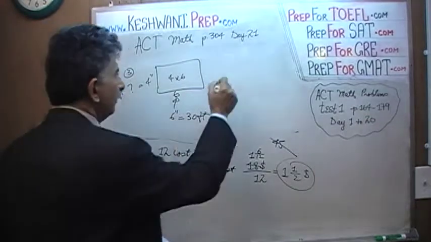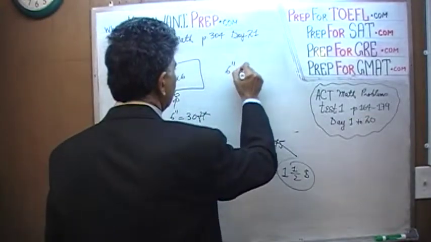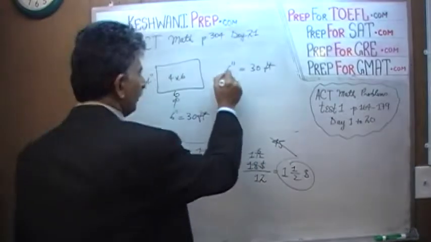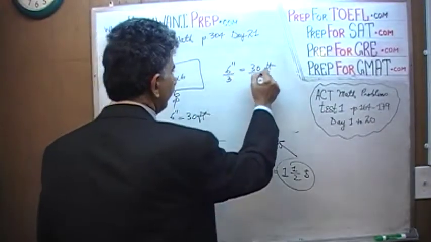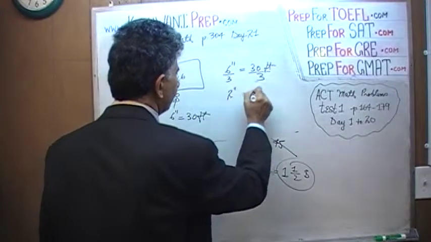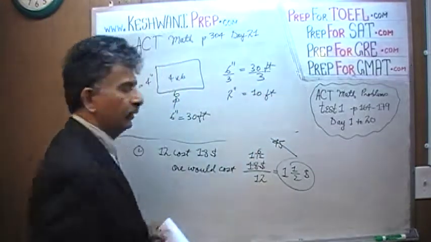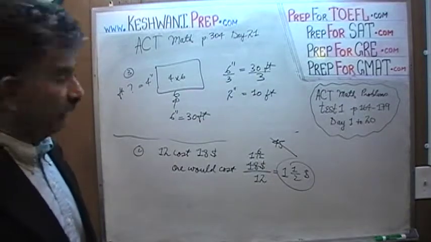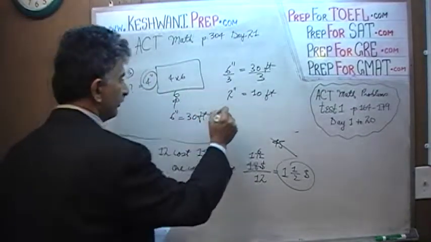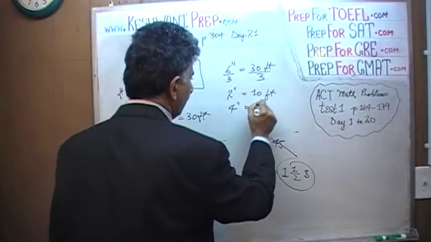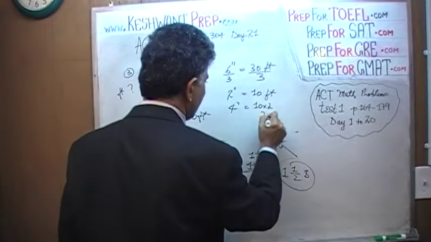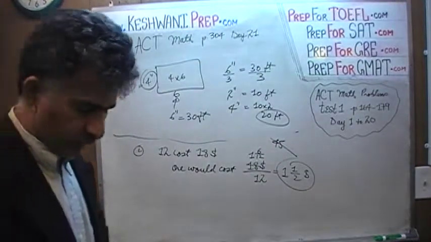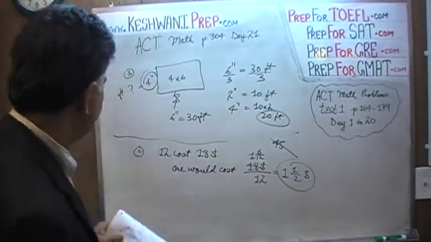Let's find out, shall we? 6 inches, we are told, equals 30 feet. Well, if you divide both sides by 3, we find that 2 inches equals 10 feet. If 6 inches equals 30 feet, 2 inches should equal a third of that, which is 10 feet. And we want 4 inches, and therefore 4 inches will equal 10 times 2, or 20 feet. The answer is 20 feet. Let's move on then. Number 4.